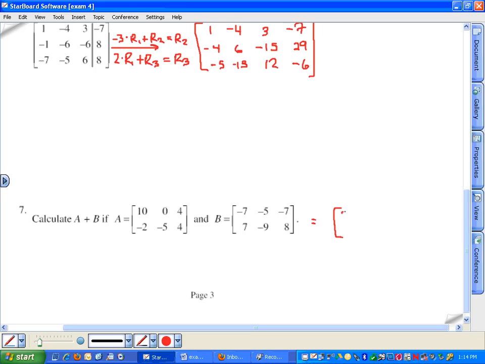10 plus -7 is 3. 0 and -5 is -5. 4 and -7 is -3. -2 plus 7 is 5. -5 plus -9 is -14. And 4 plus 8 is 12.